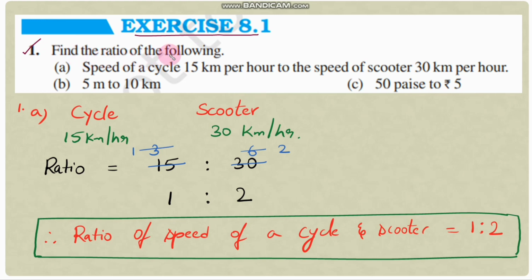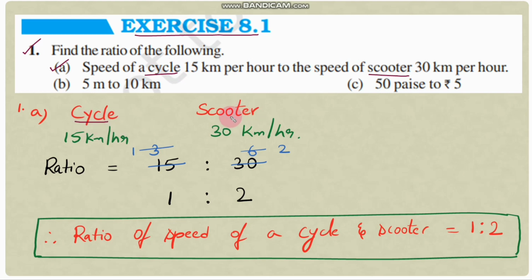Find the ratio of the following. Here some questions are given, and we have to find their ratios. So first of all, let us look at question a. Speed of a cycle 15 km per hour to the speed of the scooter 30 km per hour. Here they are comparing the speed of the cycle and the speed of the scooter.